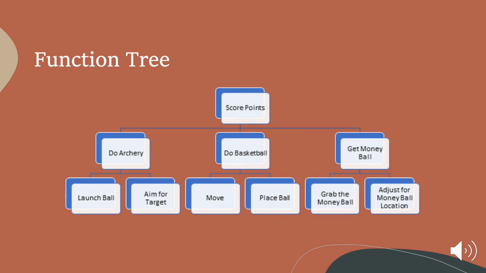This is the function tree that we created. The main function is to score points. There are 3 sub-functions of that: do archery, do basketball, and get the money ball. And each of those has 2 sub-functions: launch ball, aim for target, move, place ball, grab the money ball, and adjust for the money ball location.